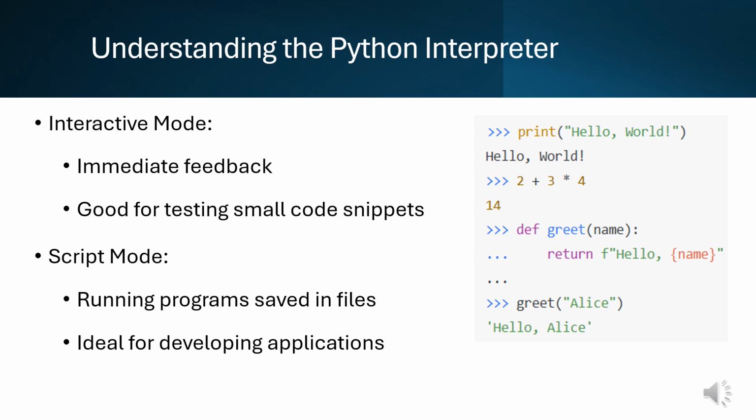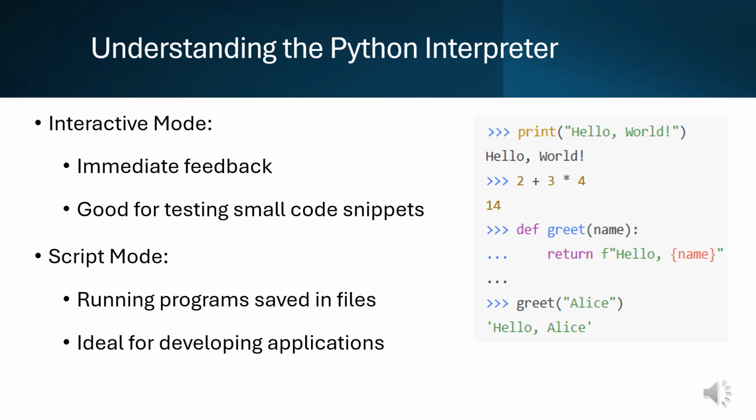Interactive mode: immediate feedback. Interactive mode allows you to enter Python commands one at a time and receive immediate feedback. This is incredibly useful for testing small pieces of code or experimenting with new concepts without the overhead of writing an entire program. For example, if you're unsure how a particular function works or want to test a snippet of logic, you can do so quickly in interactive mode. It acts like a powerful calculator and scratchpad for code.